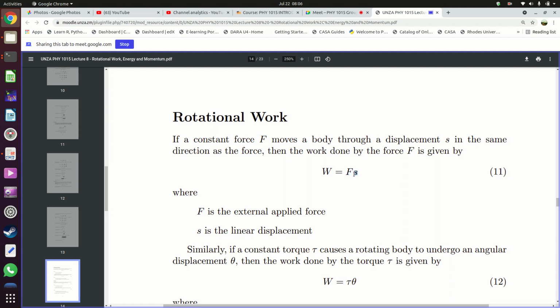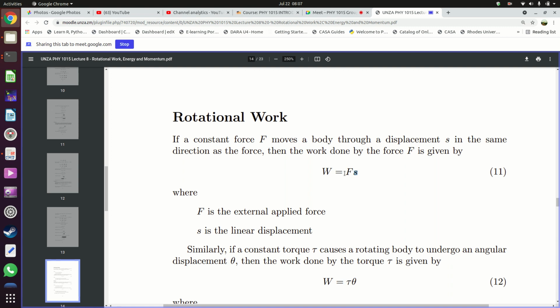S. Are we clear? When you perform work on an object, you have to apply a force F, and this particular force causes an object to move in a straight line S. Is that clear? The result of you performing work is that this particular object you're performing work on is going to end up having motion.